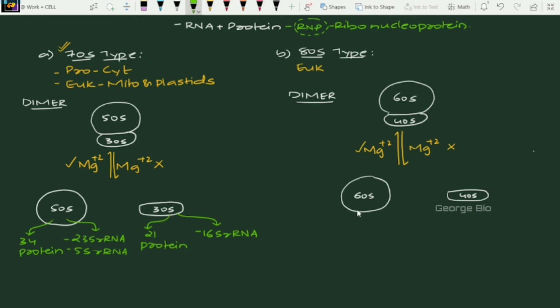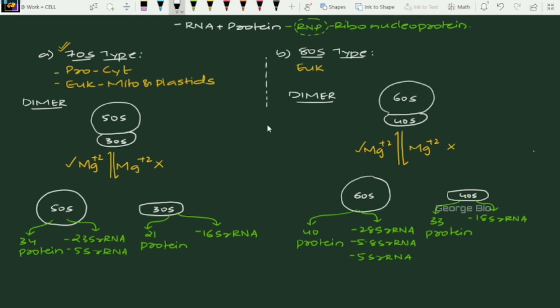The larger subunit is made of 40 protein molecules and it consists of 28S rRNA, 5.8S rRNA and 5S rRNA subunits. If you talk about the 40S subunit, it is made of 33 protein molecules and 18S rRNA.